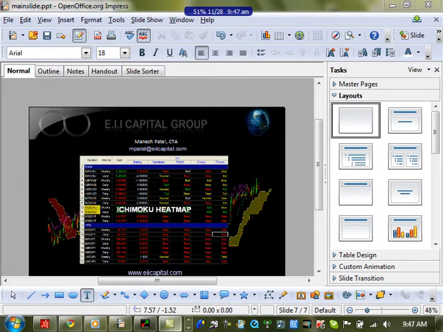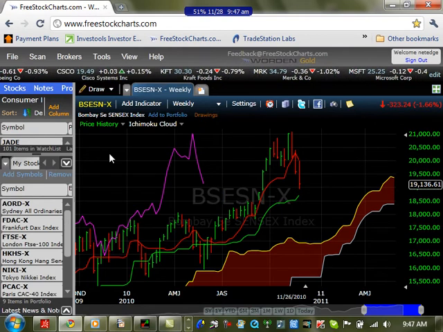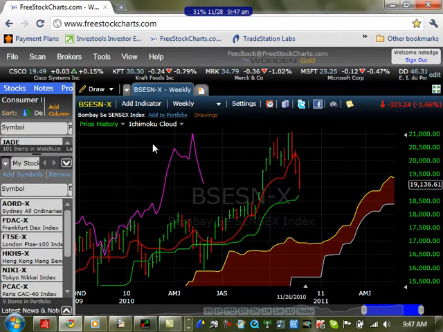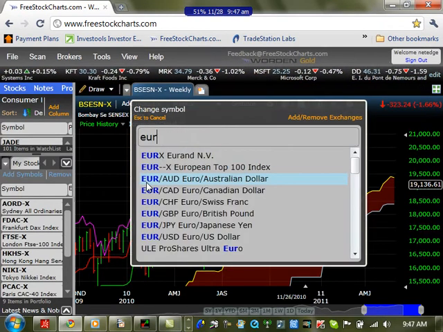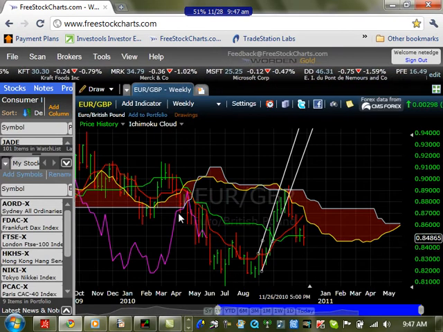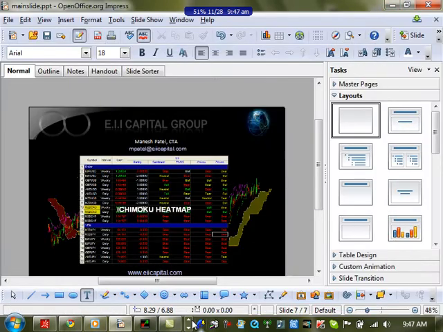Okay, now a quick thing before we begin. Look at the heat map. If you have any questions or want to look at some charts, you can always go to freestockcharts.com on the web, and they do have currencies there too. So you could easily go there and look at any currency pair out there. If you look here, I can show you that. These are all the currency pairs. You could go look at the euro, pound, and everything on freestockcharts.com. Okay, so let's go and look at our heat map.